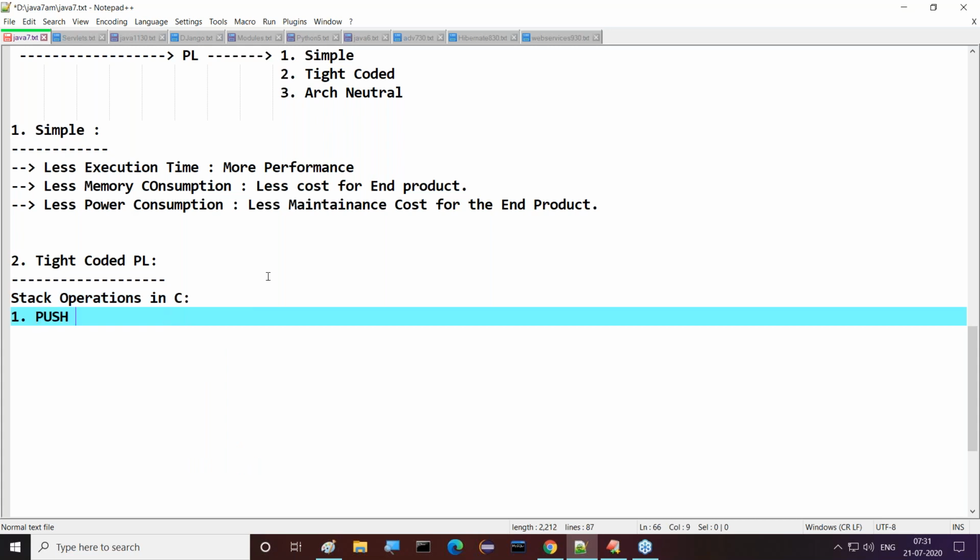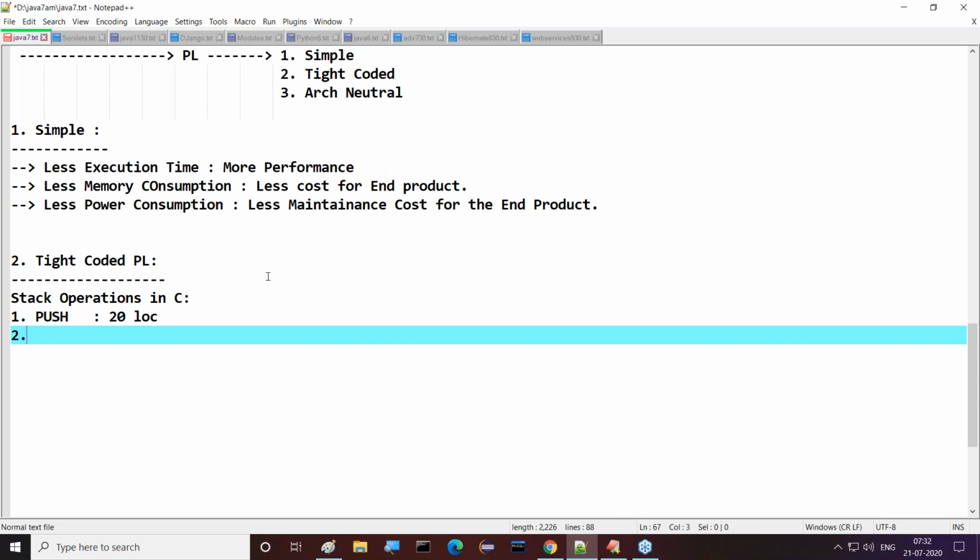First one is push operation. To perform this push operation, nearly 20 lines of code is required. LOC, not line of control. LOC is lines of code. 20 lines of code we require to perform this push operation in C programming language. Right, that's fine. The second one is pop operation. Again, to perform this pop operation, we require 20 lines of code in C programming language.